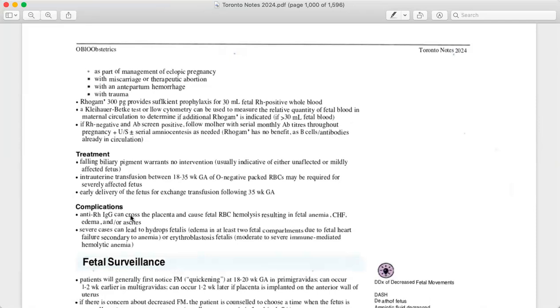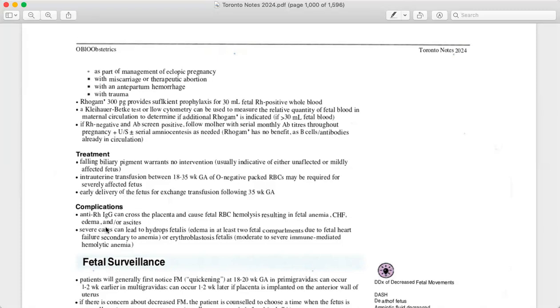Starting with the treatment, let's suppose the fetal biliary pigmentation is fading, which warrants no intervention because it's getting better, so you don't need to do anything. Intrauterine transfusion between 18 to 35 weeks gestation with O negative packed RBCs may be required, because at this point it has developed to the stage where more than Rogam, a blood transfusion is needed. For a severely affected fetus with anemia, you need to give the transfusion. Early delivery of the fetus for exchange transfusion at 35 weeks.